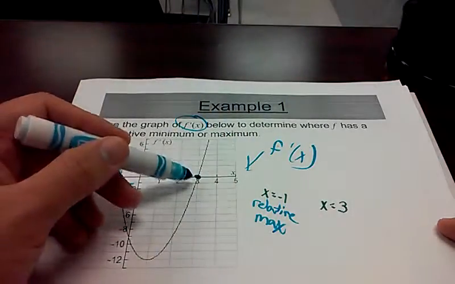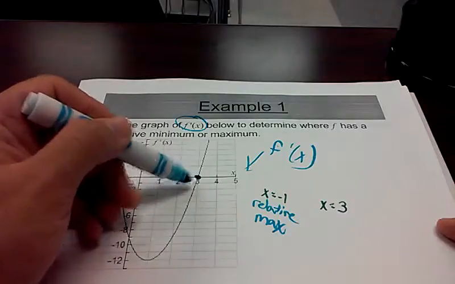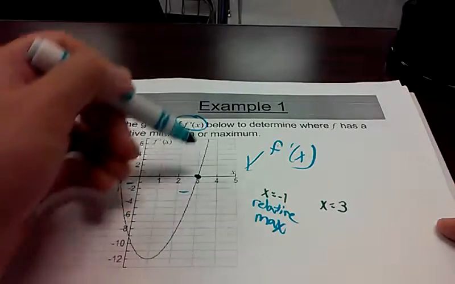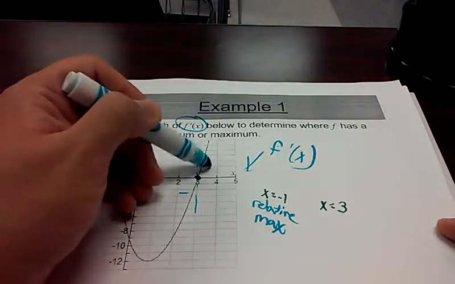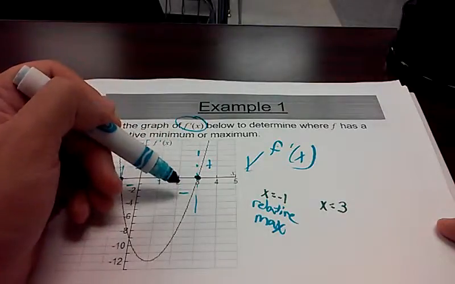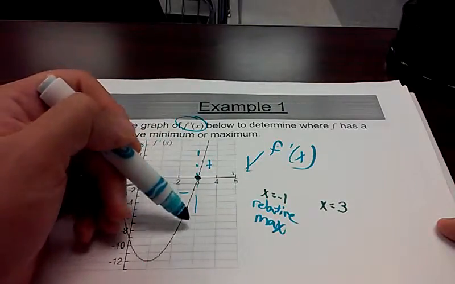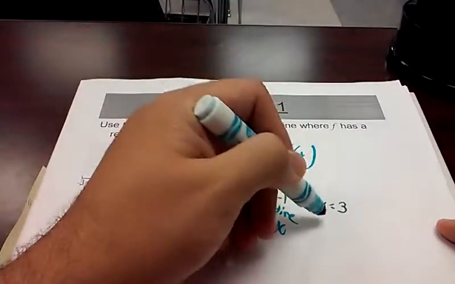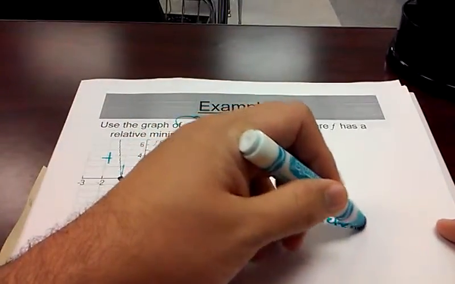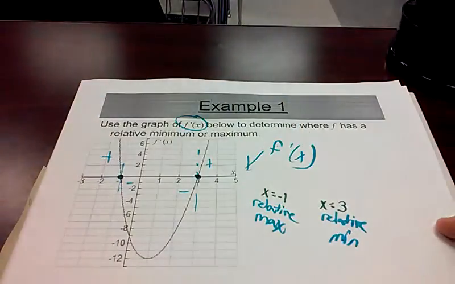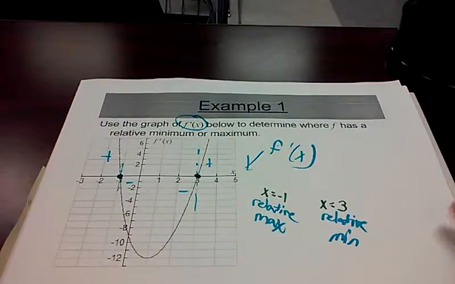And then let's look at 3. On the left-hand side, the derivative is negative, and on the right-hand side of 3, the derivative is positive. So the rule is that when the derivative is negative and then the derivative is positive, that is a relative min. So then that would be my answer. At 3, it's a relative min, and at -1, it's a relative max.